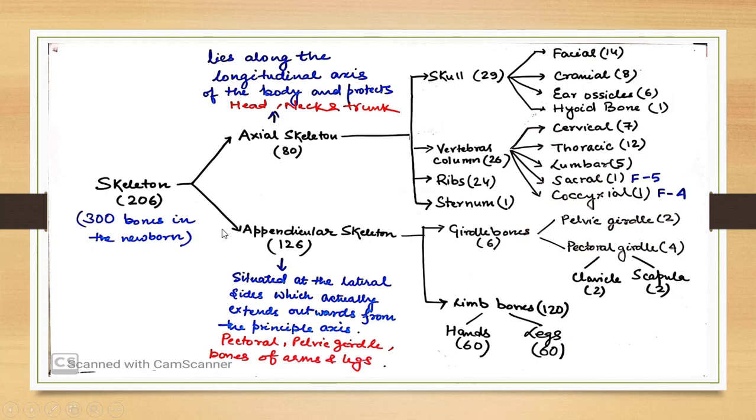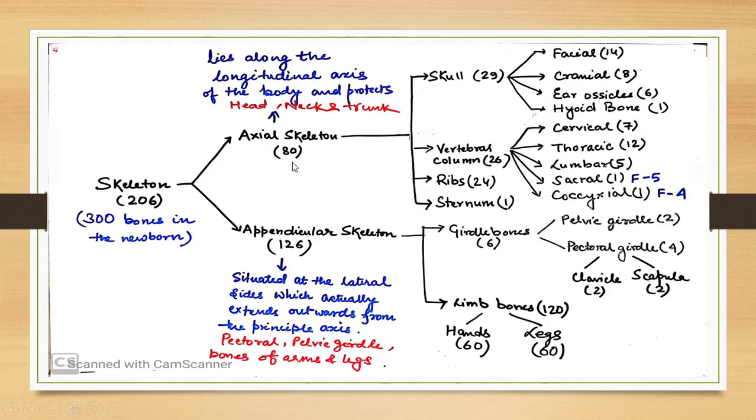Now let's see an overview of everything. Skeleton has got 206 bones and in newborn it is 300 bones. So there is obvious reason that some bones might have got fused.